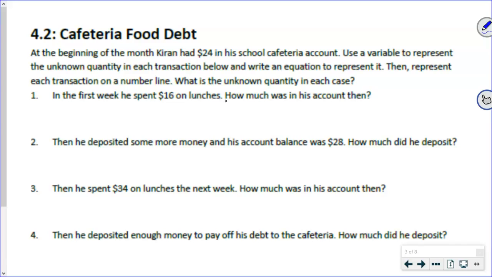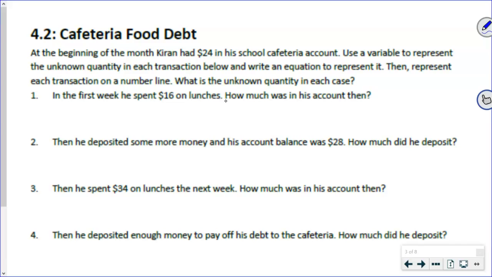Cafeteria food debt. At the beginning of the month, Kiran had $24 in his school cafeteria account. Use a variable to represent the unknown quantity in each transaction below and write an equation to represent it. Then represent each transaction on a number line. Then we're going to find out what the unknown quantity is in each case.